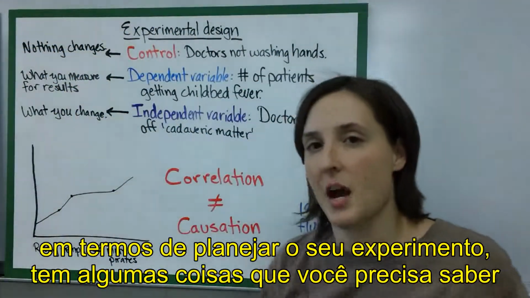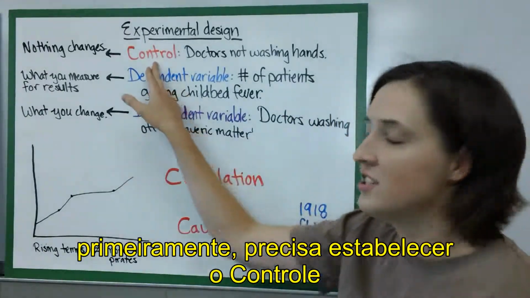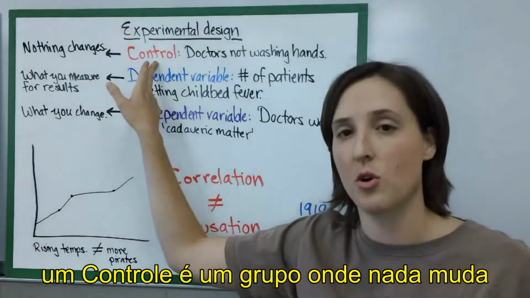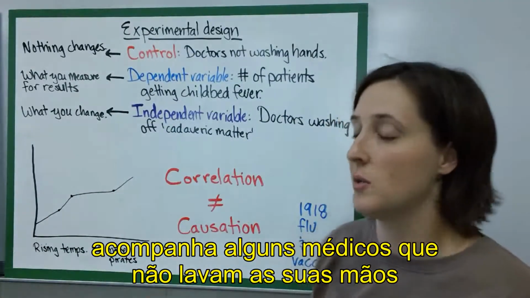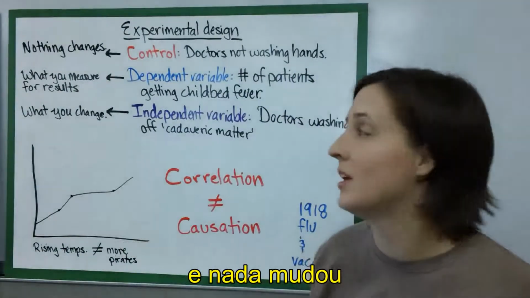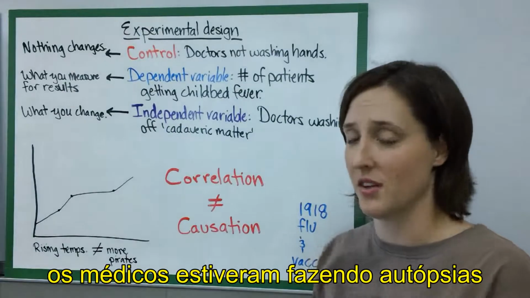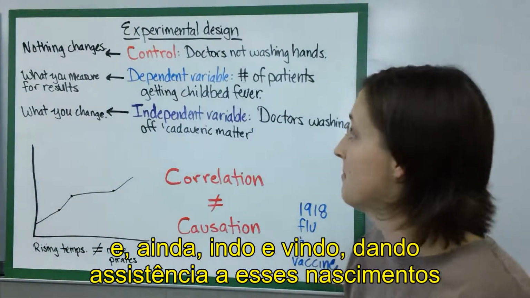In terms of setting up your experiment, there's a couple of things you need to know. First of all, you need to know what a control is. A control is a group where nothing changes. So in this experiment, Semmelweis had some doctors not wash their hands. Okay, so nothing changed. The doctors were still doing autopsies and still coming and attending these births.